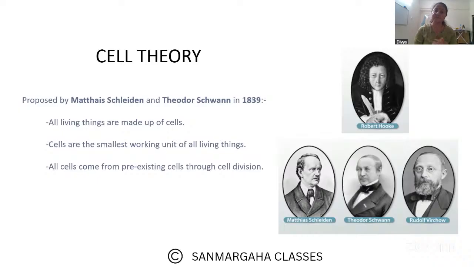This was put forth in 1839. Schleiden and Schwann told that cells are the smallest unit, Robert Hooke identified the cell, and Virchow told that the cell comes from pre-existing cells by division.